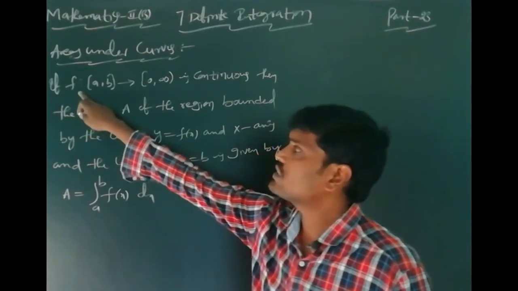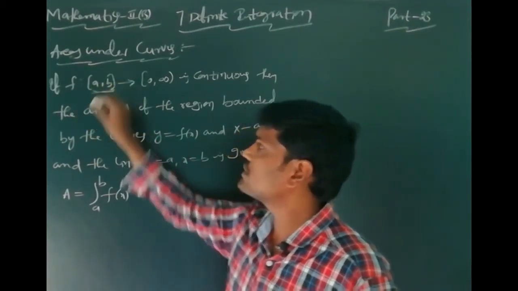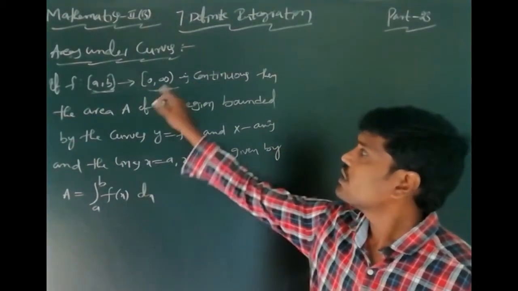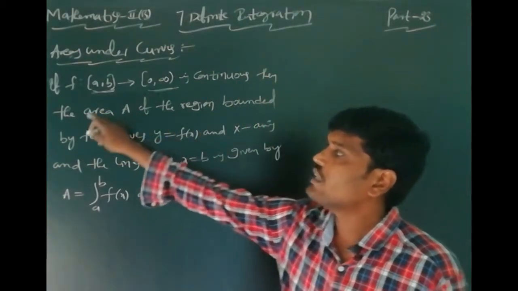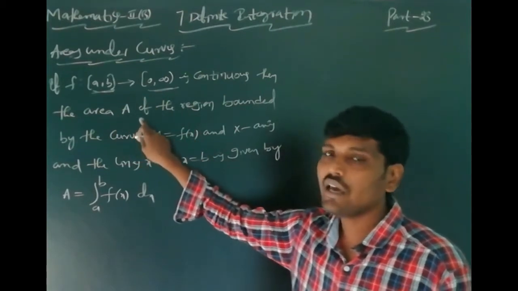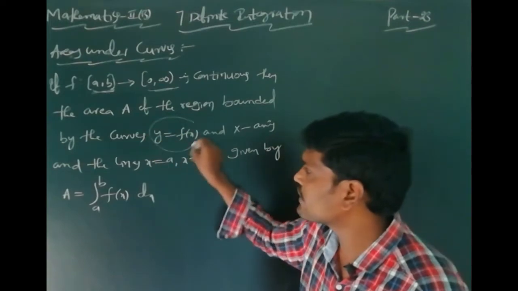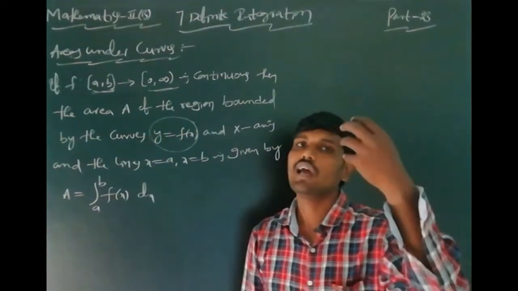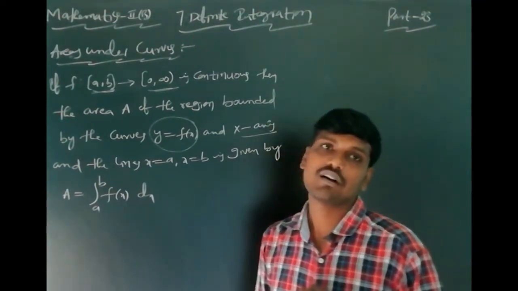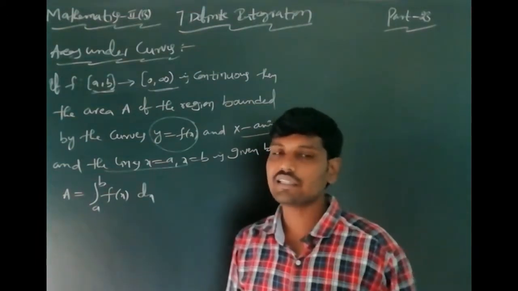If a function f of x, with interval [a, b] as the domain and [0, infinity) as the codomain or range, is continuous, then the area A of the region bounded by the curve y is equal to f of x, where y is equal to f of x is any one curve, this curve lies on the x-axis, and the lines x is equal to a and x is equal to b.